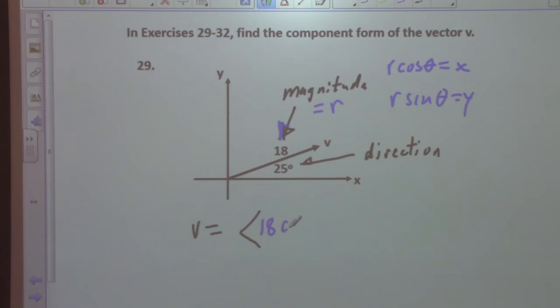R cosine theta is x. So this is our x coordinate. This distance right here, from here to here, is 18 cosine 25 degrees. That's what that is. And what is this next thing going to be here? What's our next thing here going to be, guys? 18 times sine 25 degrees. Thank you, Karina.